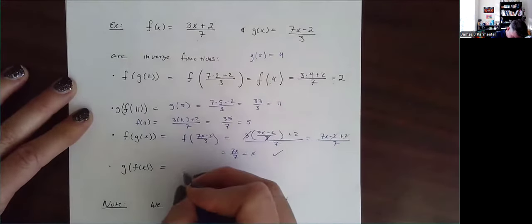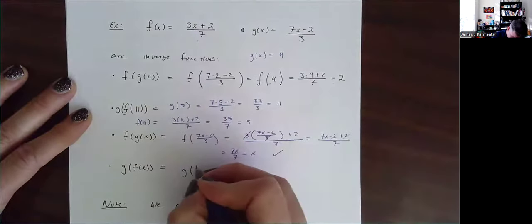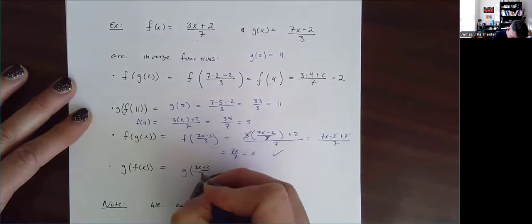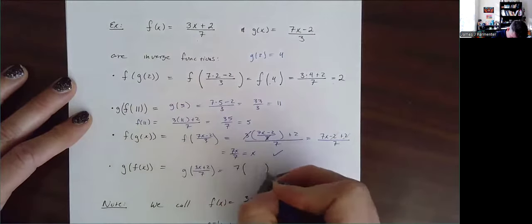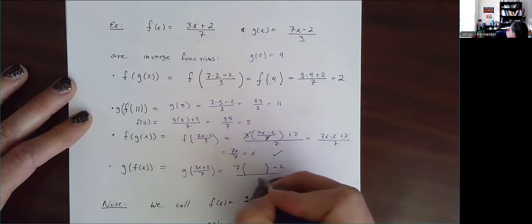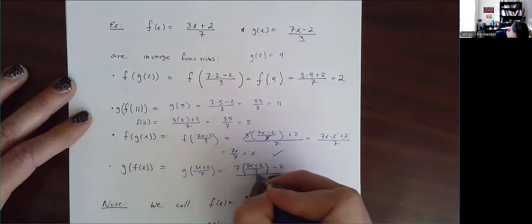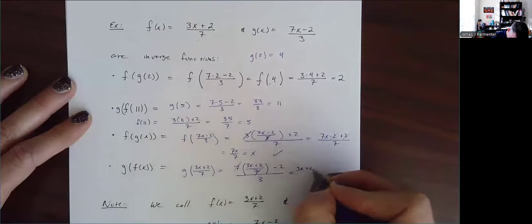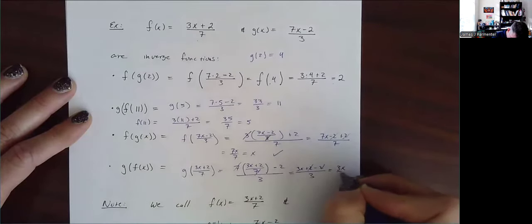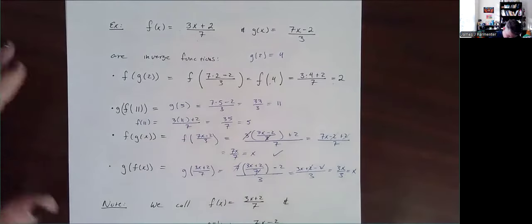So let's see here. So g of f of x is going to be g of 3x plus 2 divided by 7. We're going to plug that into the g function. That's going to be 7 times parentheses minus 2 over 3. Then we plug in the 3x plus 2 over 7. 7's cancel. We get 3x plus 2 minus 2 divided by 3. The 2's cancel. We get 3x divided by 3, and that is equal to x. So yes, it works both ways.